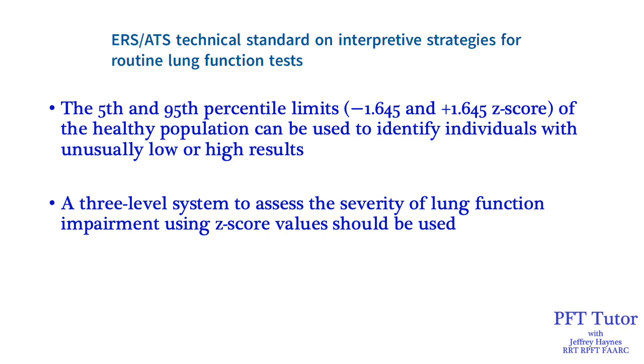Because of the many shortcomings of the percent of predicted, the 2022 European Respiratory Society and American Thoracic Society PFT interpretation standards recommended using Z-scores to establish normal ranges, specifically the 5th and 95th percentile limit, which is a Z-score of minus 1.645 to plus 1.645 of the healthy population, can be used to identify individuals with unusually low or high results. In addition, a 3-level system to assess severity of lung function impairment using Z-scores was also recommended.